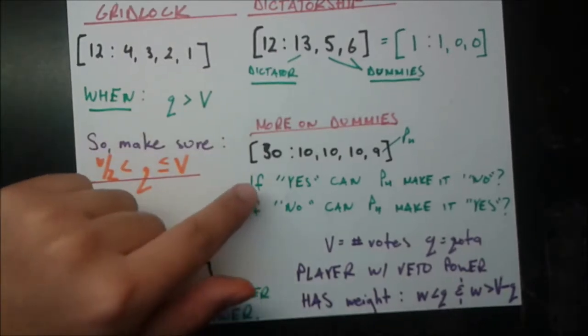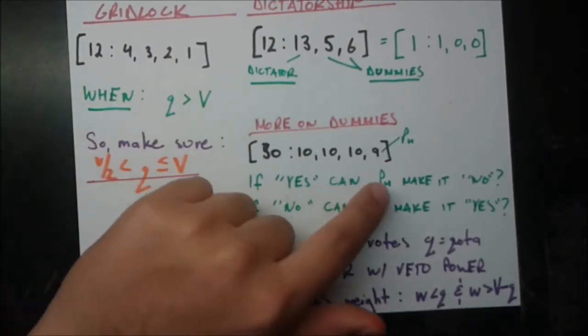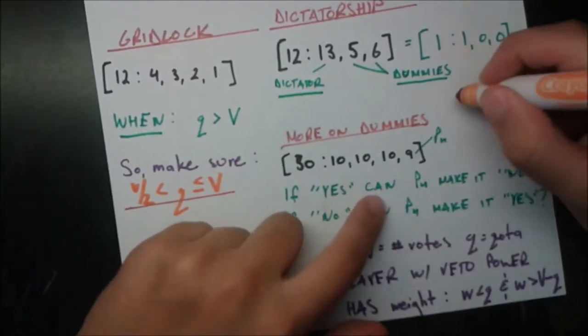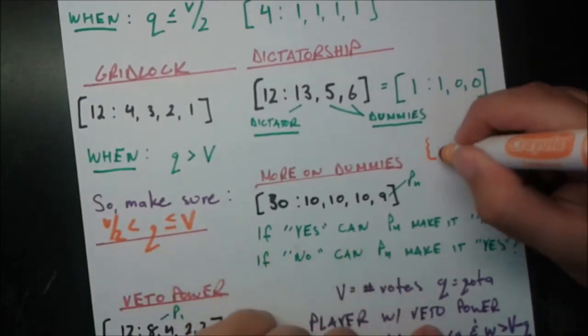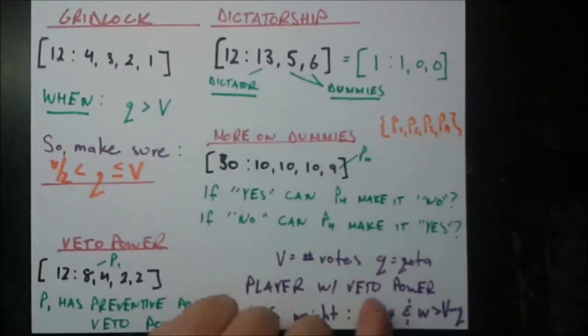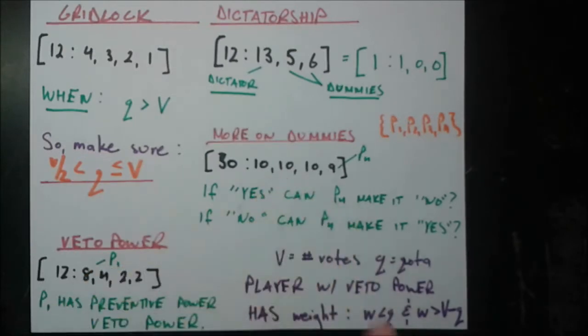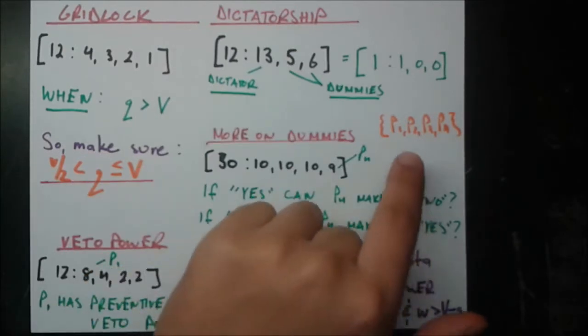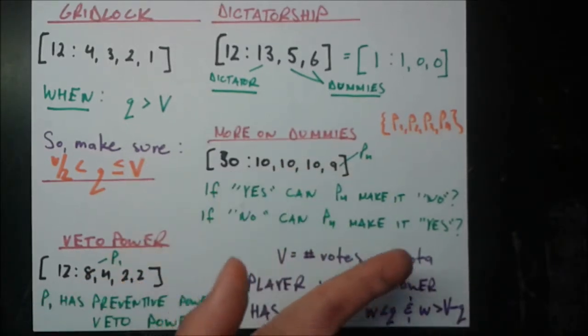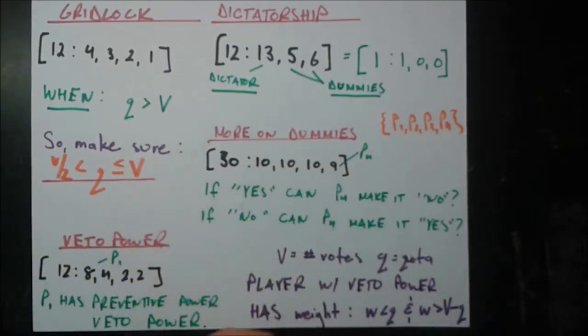So if the vote is currently a yes, can player 4 make it a no? So if player 4 is currently saying yes to it, which means that, pretend, the coalition that's winning is player 1, player 2, player 3, player 4. Pretend everybody voted yes. Can player 4 make it a no by dropping out? Well, if he drops out, it's still going to be player 1, 2, and 3, which is going to be 30, which is enough to meet the quota. So he makes no difference. If it's a yes, it's going to stay a yes.